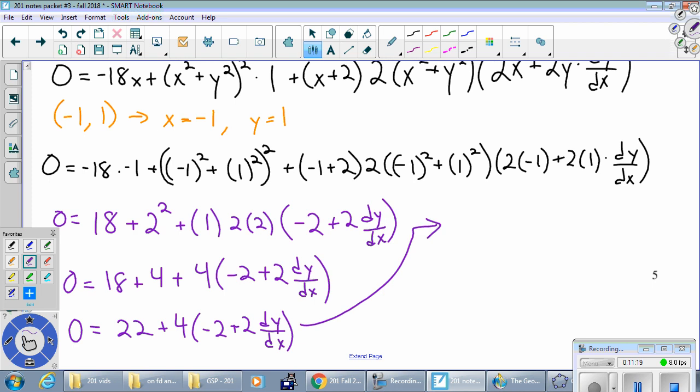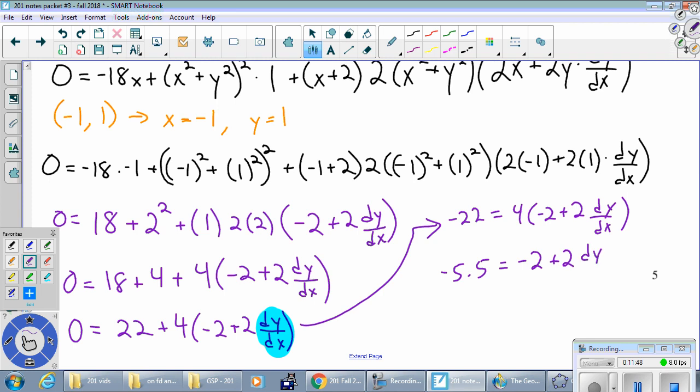Okay, and now trying to get dy dx by itself, I will highlight it. This is the thing that needs to become alone. So we're going to move everything else away from that. So we'll subtract 22 from both sides. Negative 22 equals. Then we're going to divide both sides by 4. So 4 goes into that. I guess that's negative 5.5, right? Negative 5.5 equals negative 2 plus 2 dy dx.